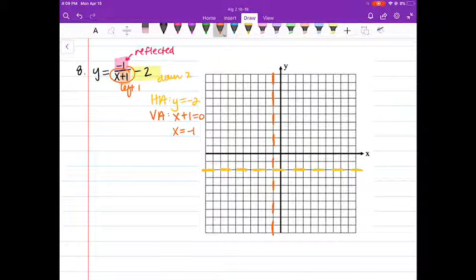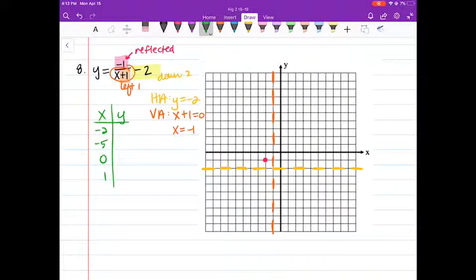And then from here, I just need to plot points. So I need to pick 2 points to the left of that vertical asymptote and 2 to the right. So other than that, we don't have a whole lot of restrictions. Maybe choose -2 and -5. It makes no difference which ones we choose. And then to the right, make your life easy. Pick 0 and 1. Once you have your x coordinates chosen, you just have to plug them in for x.